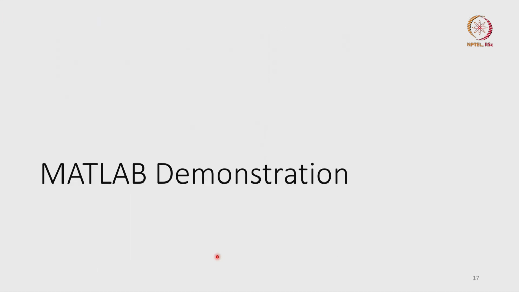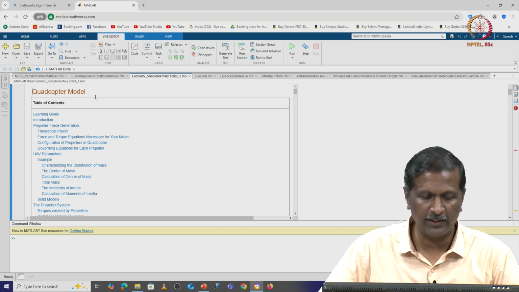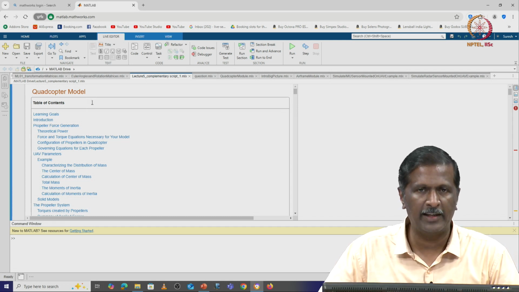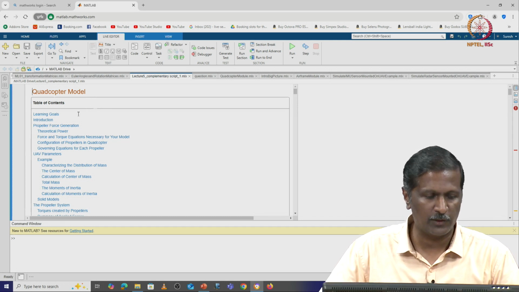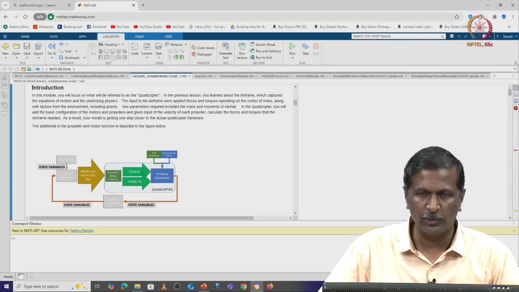So, I will now take you through a MATLAB demonstration of how we can transform the equations of motion in MATLAB and simulate them. Okay. There is an MLX file that will be uploaded in the folder, the chapter 5 supplementary MLX file, which will help you. So, we are trying to represent the model in MATLAB.